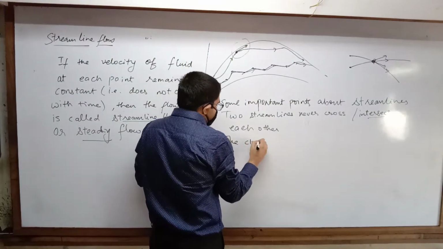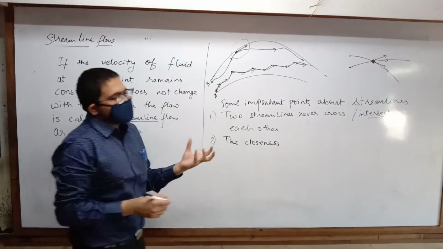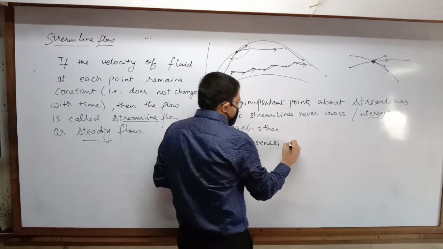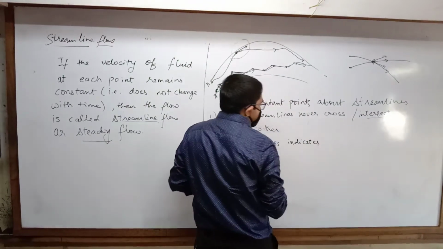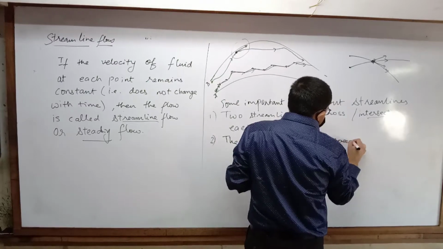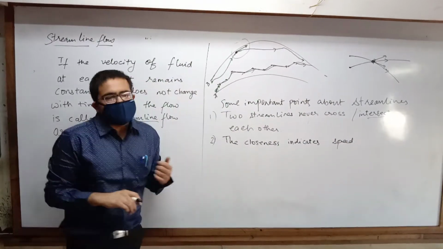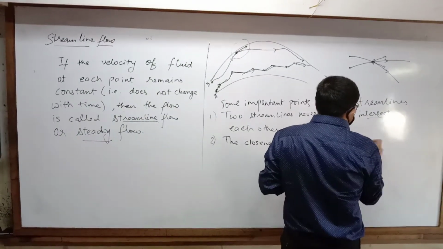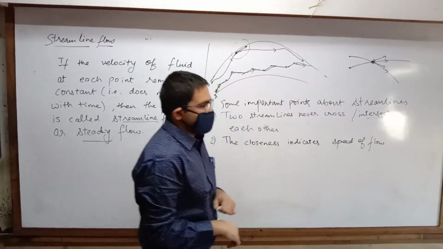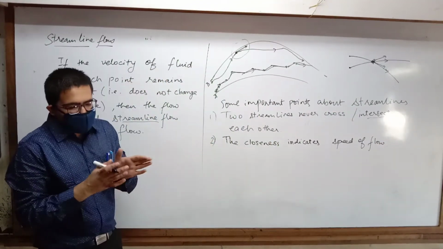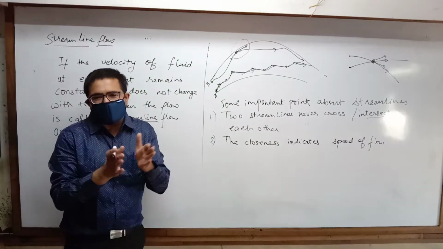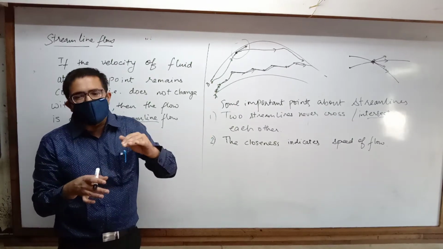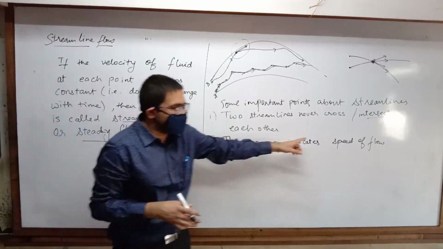The closeness. You understand that term? Closeness. That is how close the streamlines are to each other. The closeness indicates speed of flow. Okay. Right? Closeness indicates speed of flow. What do I mean by that? When the streamlines are far from each other, at that place the flow will be slow. The speed of flow will be less.